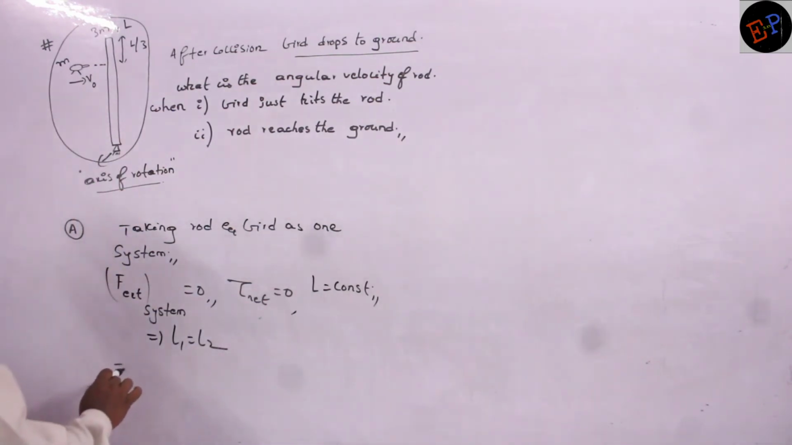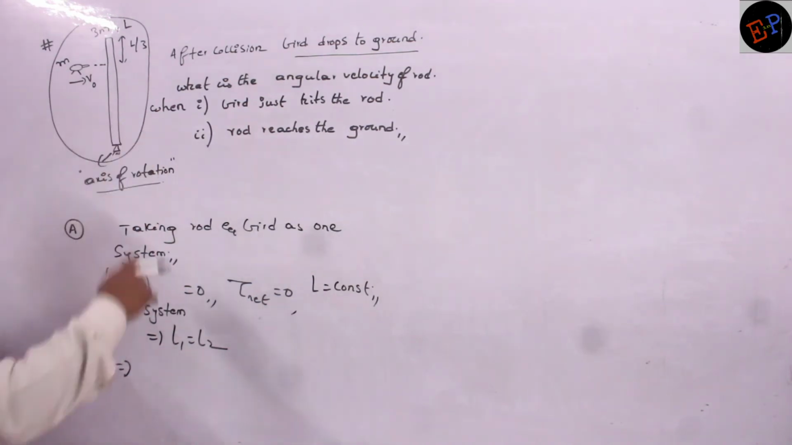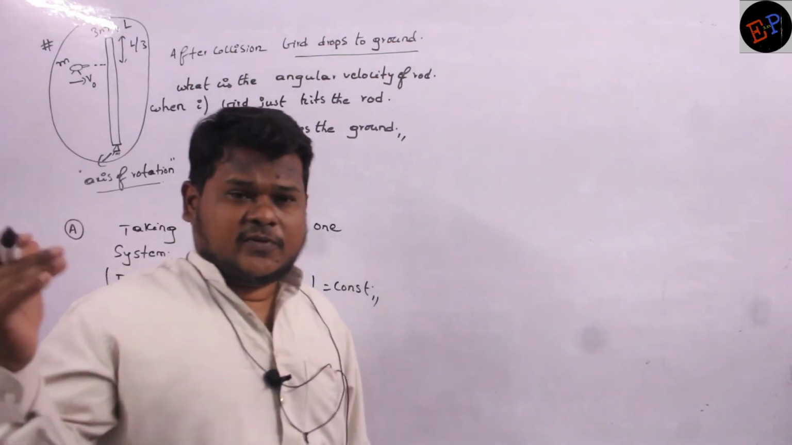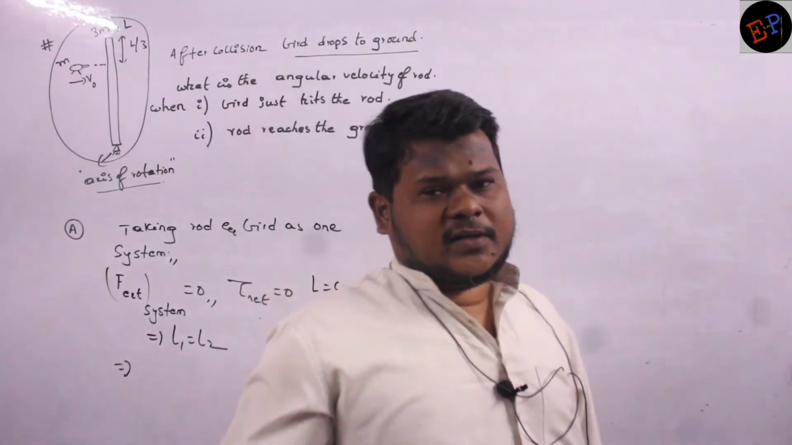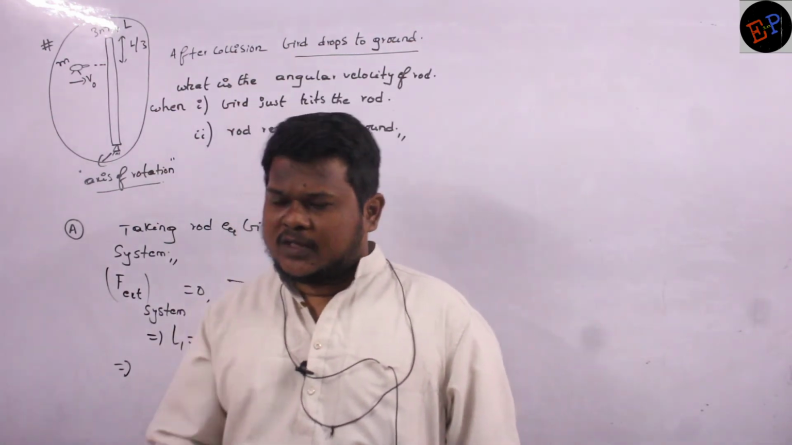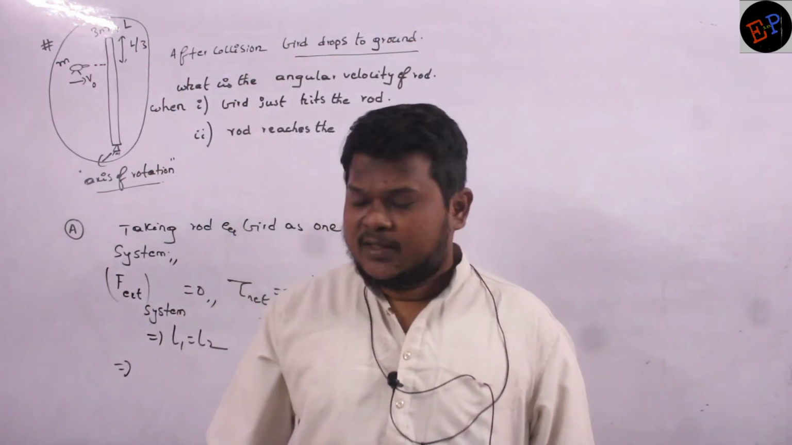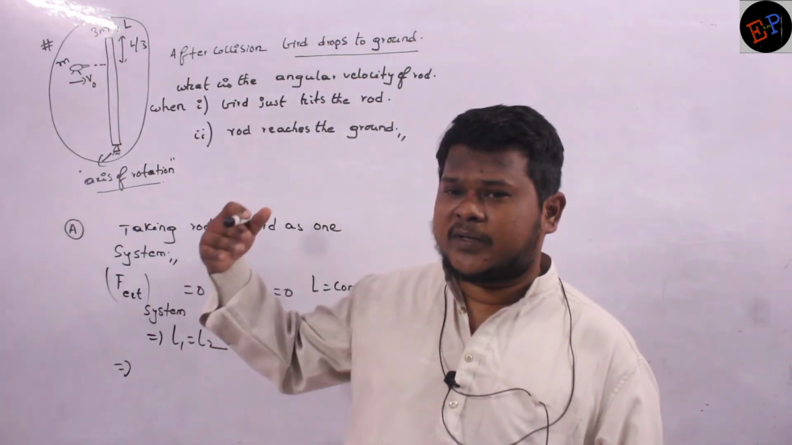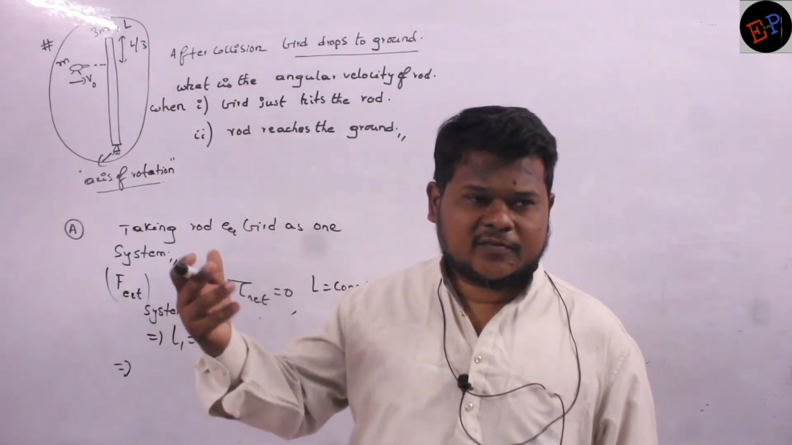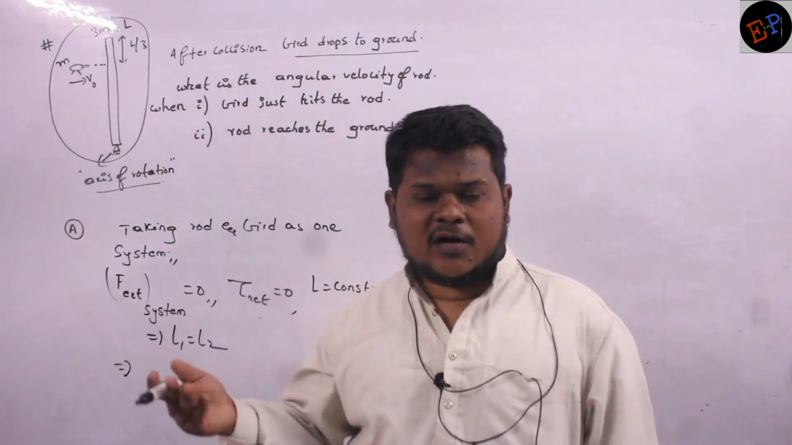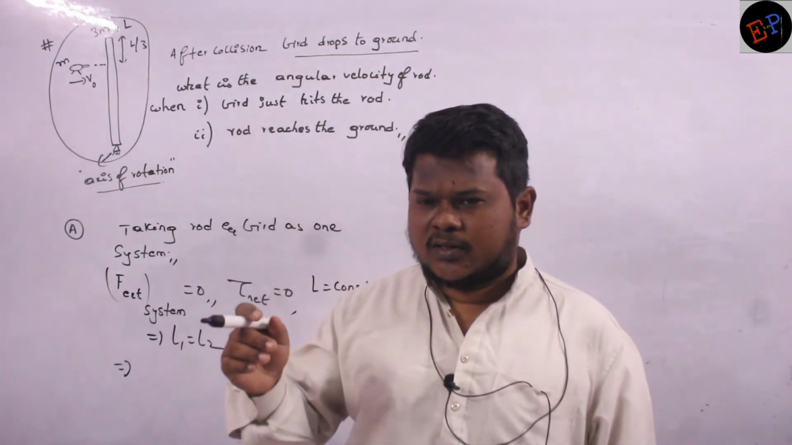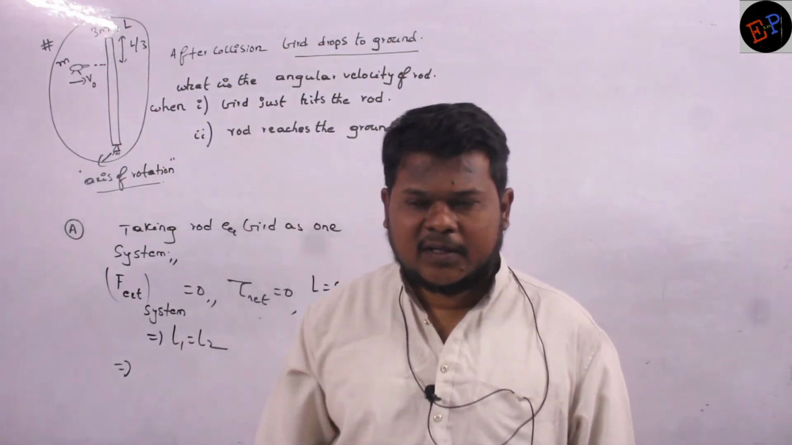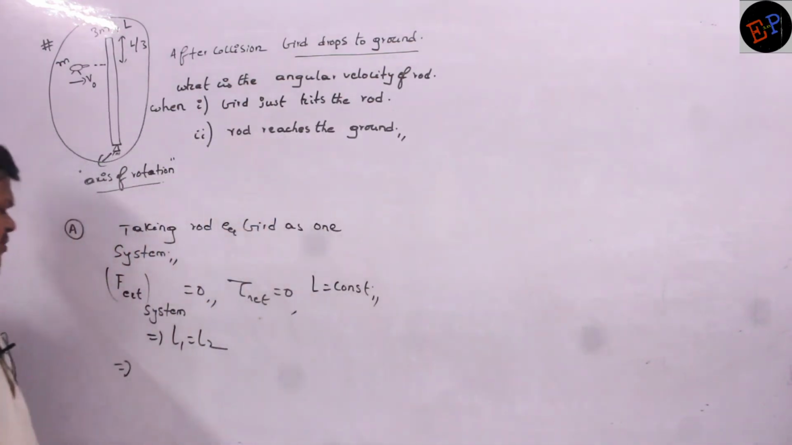So initially, can you say what was the initial angular momentum before the bird was coming and striking? What was the initial angular momentum? Initial means before the bird is coming and striking, that is the initial angular momentum. Final angular momentum means after the bird has struck the rod, that is the final angular momentum. Clear? Initial angular momentum is how much?